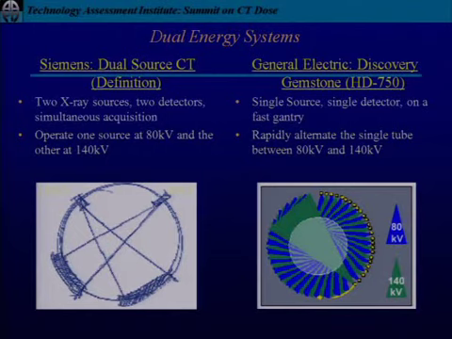GE has a slightly different approach where you do fast switching of kV, where you pulse the tube from 80 kV to 140 kV and back, and you acquire very fast images which are interleaved. So essentially you are doing dual energy at the projection level.